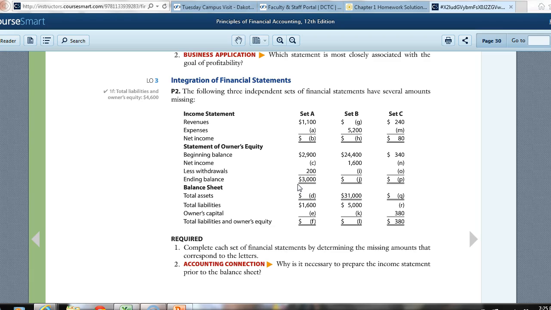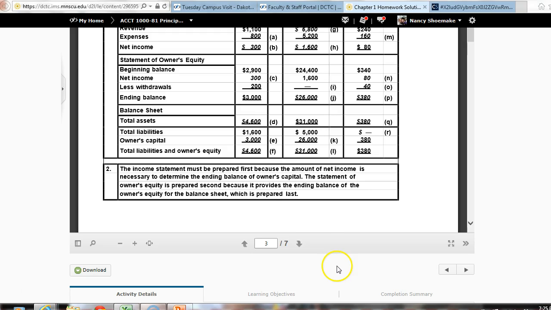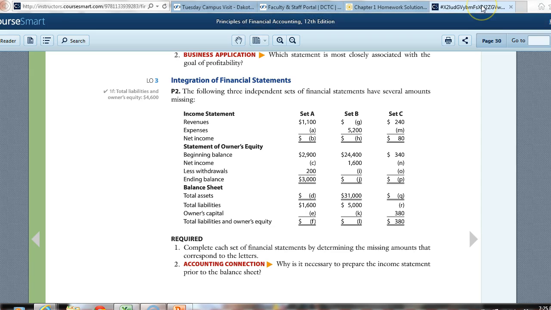What is the combination of liabilities plus owner's equity? 4,600. So what does that mean our assets have to be? Does that make sense, guys? Do you see the purpose of this is to understand how all these financial statements are linked together? Make sense? Let's look at another one. It's always easy when you're doing it with someone.